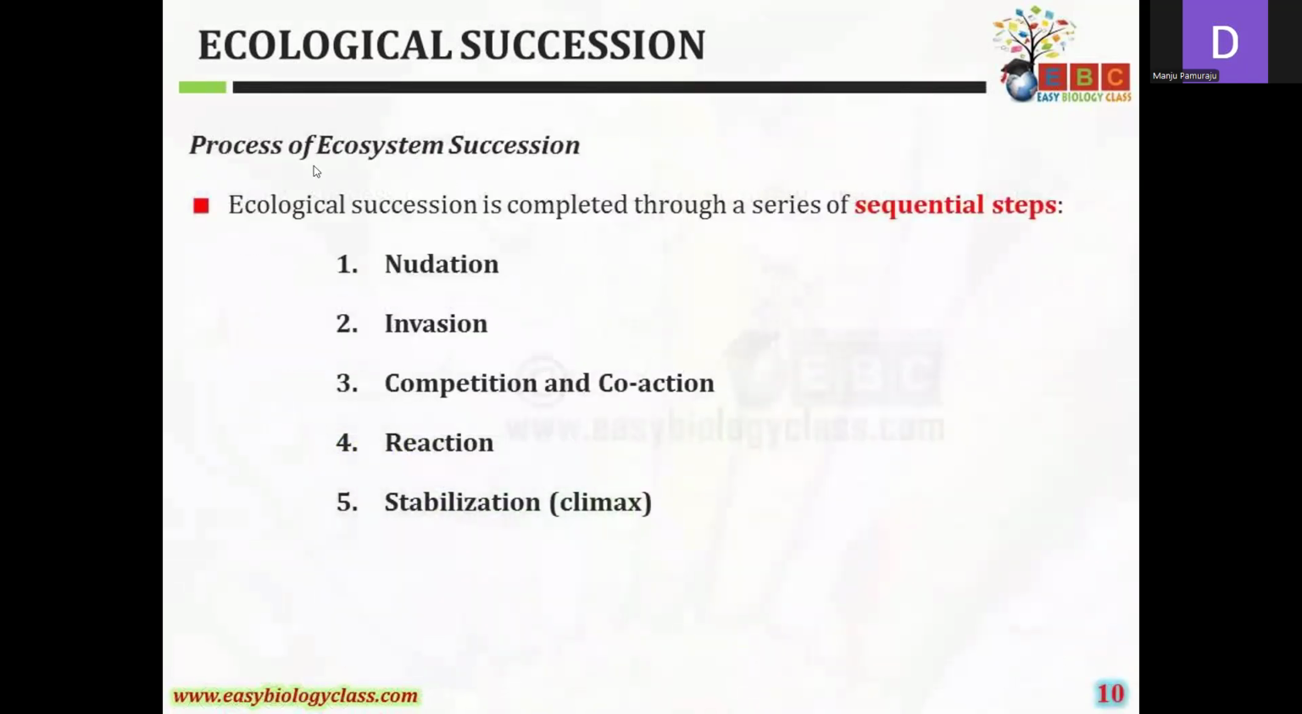Next is the process of ecosystem succession or ecological succession. How does this process take place? One important point is that the process of ecological succession takes many hundreds of years to form the climax community. The process is completed through a series of sequential steps. First step is nudation. Second is invasion. Third is competition and coaction. Fourth is reaction. And fifth is stabilization, that is the climax, where a stable community is formed.